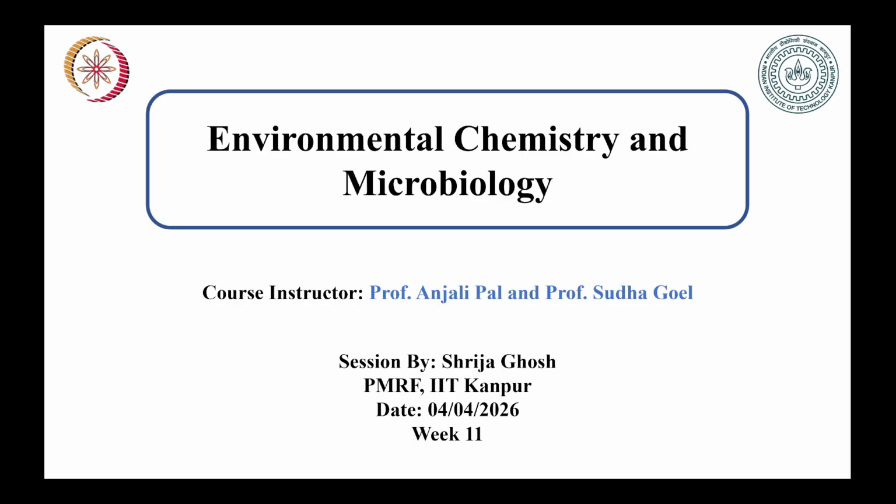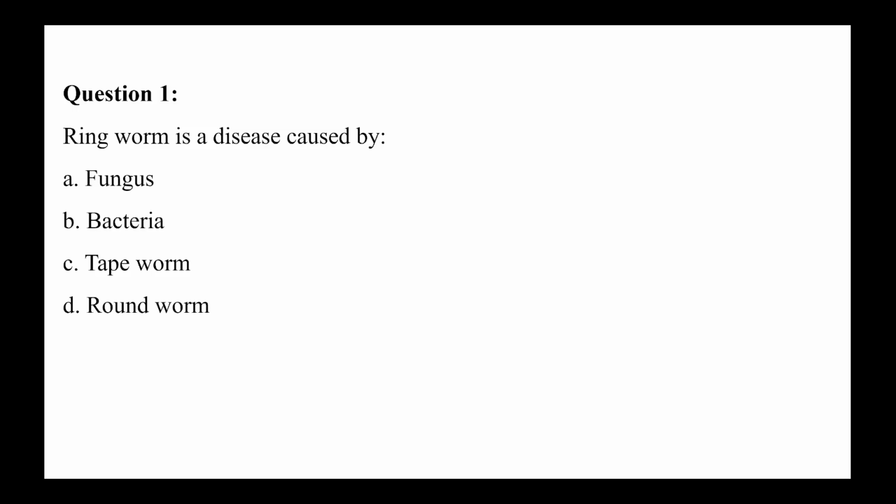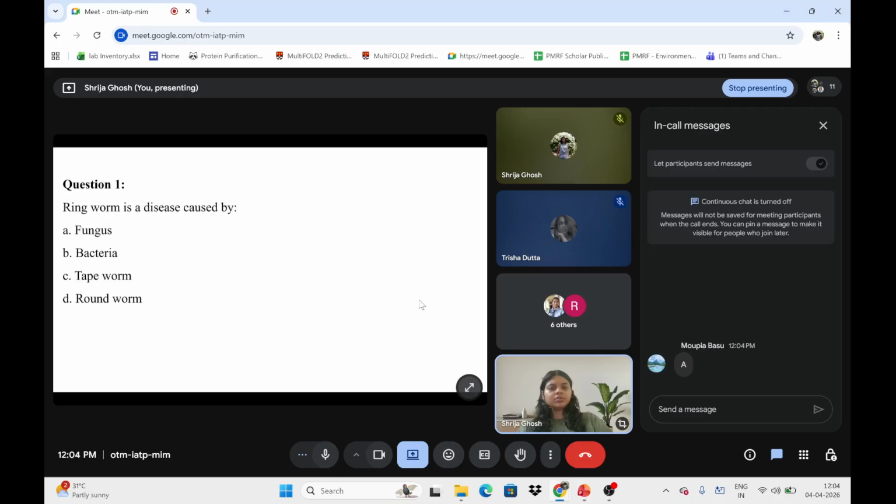Okay. Let's start with the first question. Question number 1. Ringworm is a disease caused by, options are A. Fungus, B. Bacteria, C. Tapeworm, and D. Roundworm. All of you write the answers in the chat box. What do you think is the correct answer? Which of the following causes ringworm?